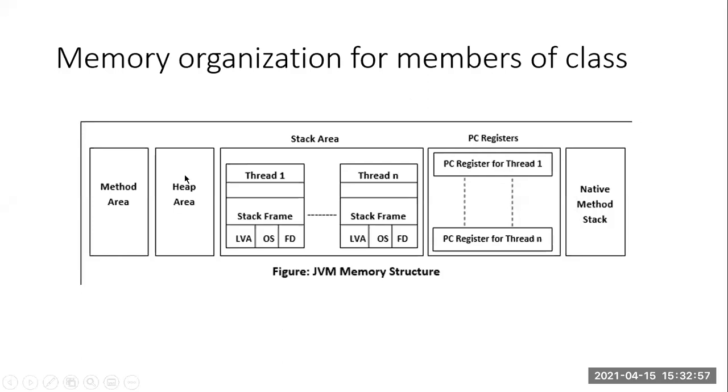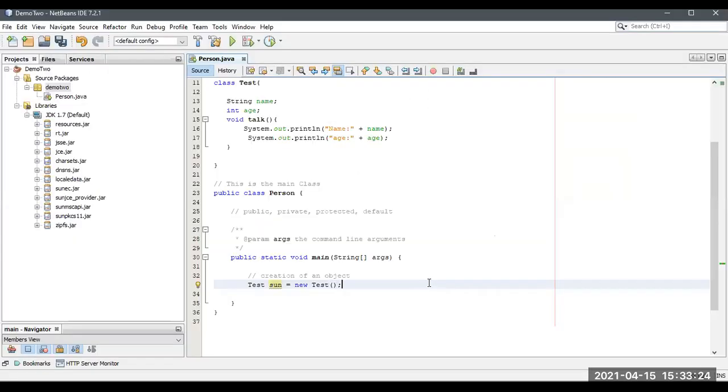So now I created an object. When it is created with the keyword new, the Java compiler knows there is a new keyword, so I need to create a heap area for the object. So the JVM plays a key role over here. Okay, we'll go to the program. Inside this, the Test object has been created.